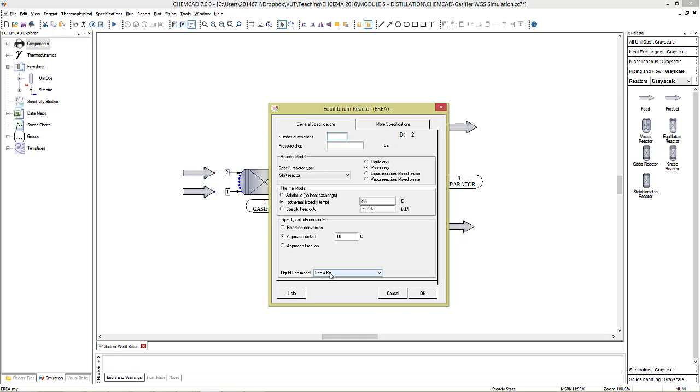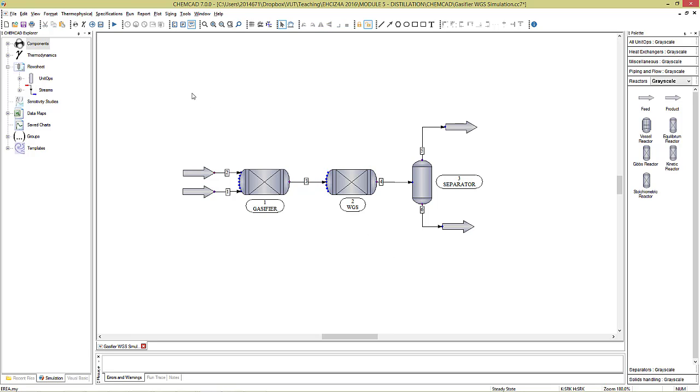Going back to the general specification, our reaction is vapor only, so we will not have to worry about the liquid equilibrium constant. So we are in the vapor only. We will be operating at higher temperatures, so the assumption is even the water will be in its vapor phase, as this reaction occurs only in the vapor phase. So you have to specify the vapor phase. Okay, I'll specify the initial temperature as 300, and then I close the simulation, and then we can run the simulation and see what comes out.